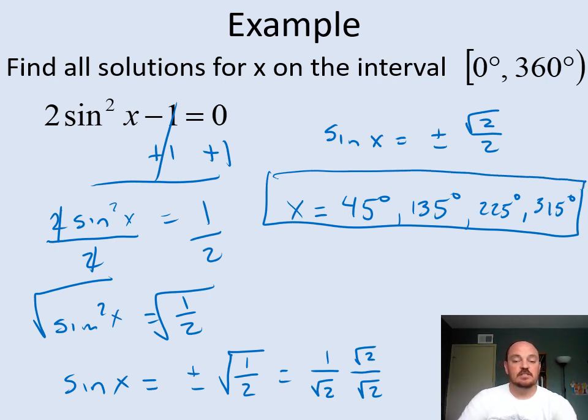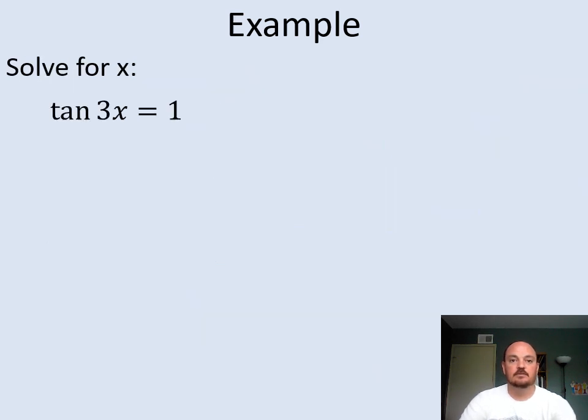Okay, I want to do one more example with you guys. And what we have here is something called a multiple angle problem, because it's not just tangent x, it's tangent 3x. That's what we mean when we say multiple angle. The x has been multiplied by some number.